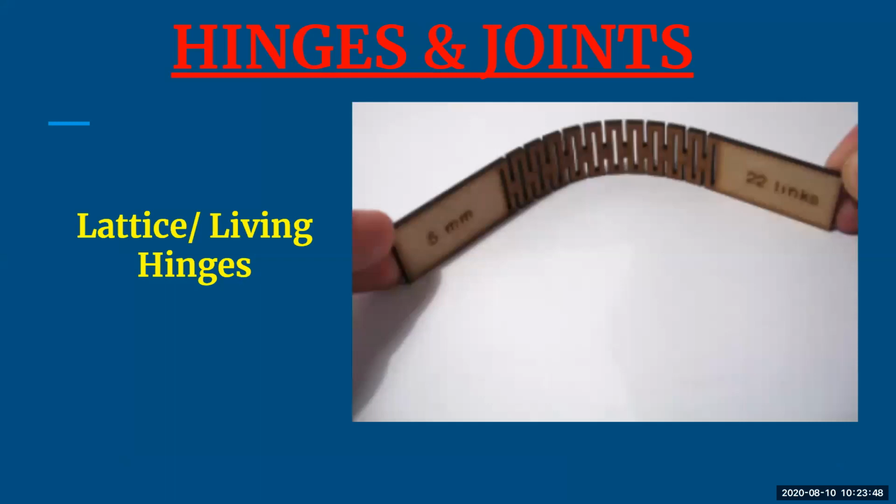Next is your hinges and joints. When I talk about hinges and joints, whenever you are using a laser cutter to create 3D objects from flat materials, then you can use them. Okay, now here the first is your hinges and joints. You can create hinges and joints, and you can create 3D objects from all the flat materials. So the first is your lattice or living hinges.